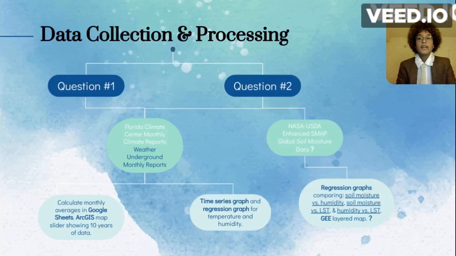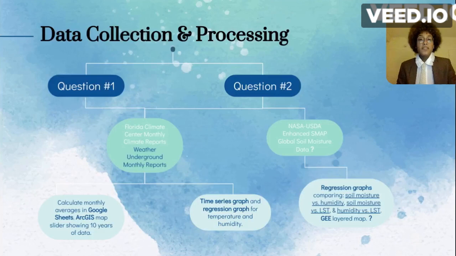And finally, my partner Daniel made use of SMAP data to create regression graphs comparing soil moisture and humidity, soil moisture and land surface temperature, humidity and land surface temperature, and finally, a Google Earth Engine layered map to depict all of these data sets. It's also important to note that he sourced both the land surface temperature data from Landsat satellite data on Google Earth Engine, as well as humidity data from Google Earth Engine.